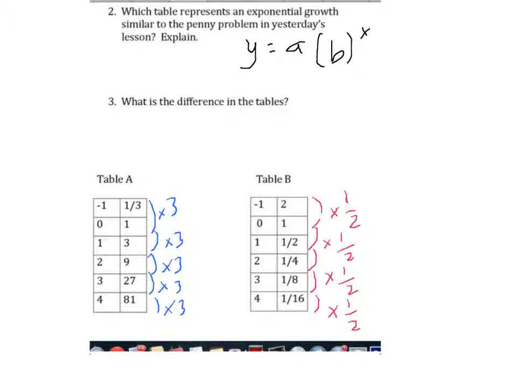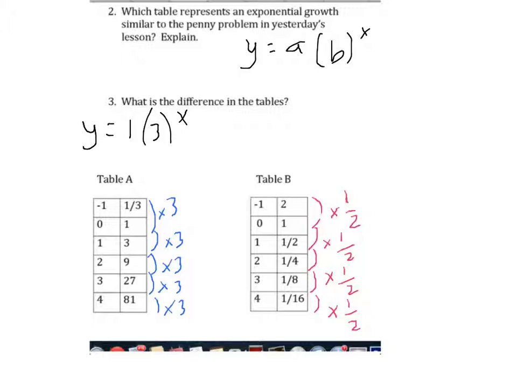And so when we write the equation for Table A from what we learned the previous day, that would have been y equals, the starting amount or the y-intercept is 1, times b, that common ratio, to the x power. That would be the exponential function, and it would be the exponential growth function. It's increasing, like we talked about the previous day with the penny problem.